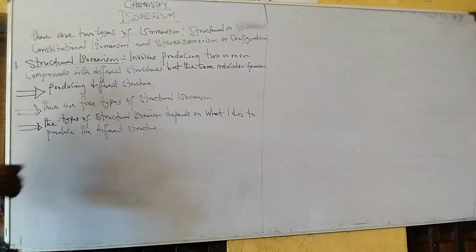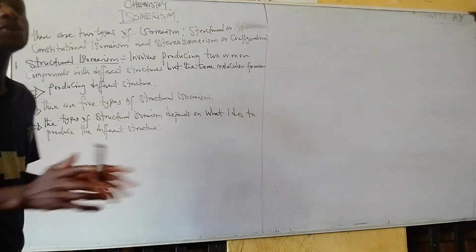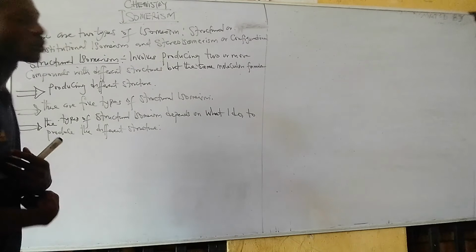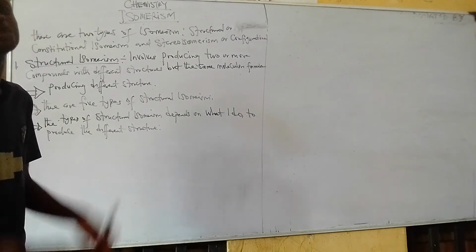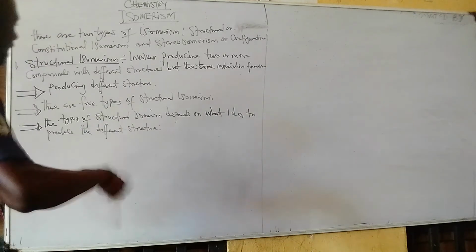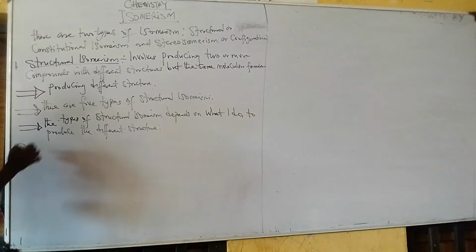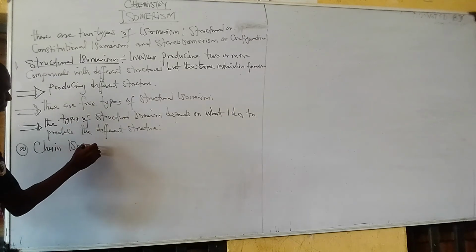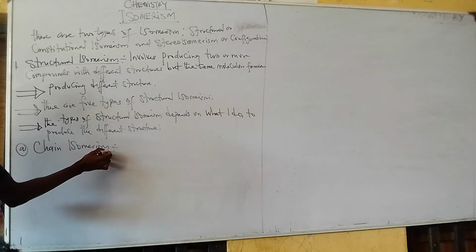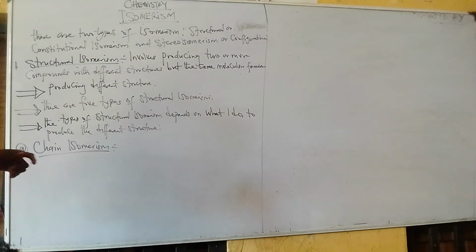So I'll be telling you the different things you can do to produce different types of structural isomerism. Let's look at the different types of structural isomerism and the different things you do to produce them. Number 1, let's look at chain isomerism. Chain isomerism is a type of structural isomerism. But what did I do here to produce chain isomerism?